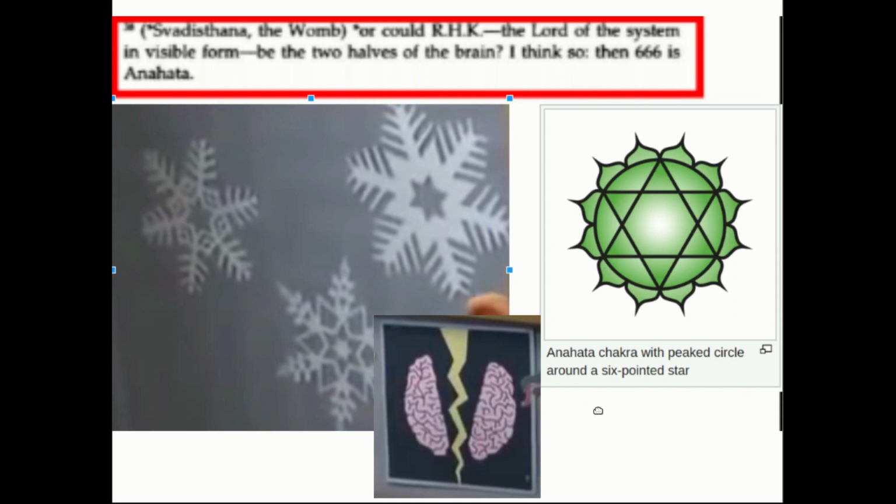Okay, and Anahata chakra, this is the symbol. Here is another symbol of 666 then, right? You have the six-pointed star inside a circle with these points, and here the snowflakes are representing that. You have this six-pointed hexagram star with a circular shape and these things sticking off the outside. It's a nice way to reveal and conceal at the same time. And here is your two halves of the brain being split.